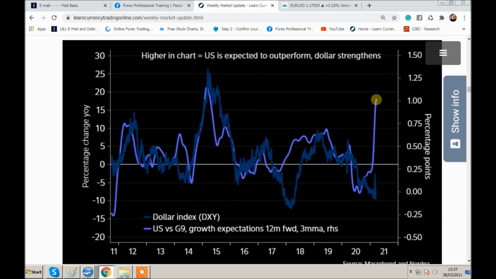Now, normally you'd have the currency responding to this. Look at the dollar index down here. Look at that gap. It's huge. That cannot continue in our view. This is very supportive of the euro going down on the USD.